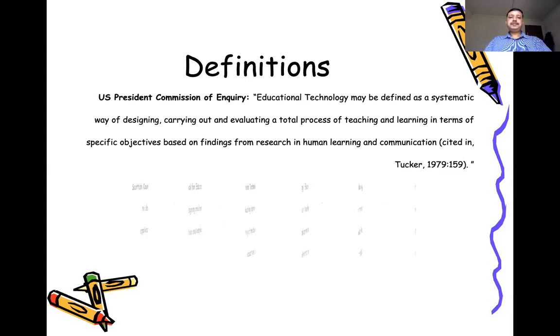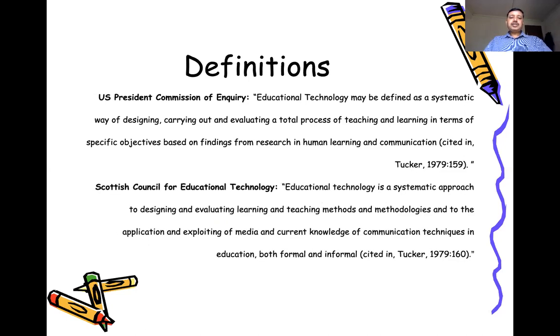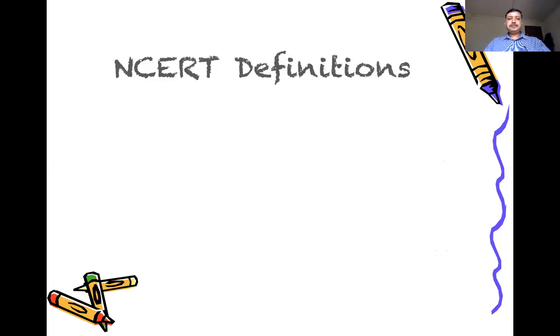It gives the definition. And the Scottish Council for Educational Technology, they are giving in 1979 also. They are giving education technology as a systematic approach to design and evaluating learning and teaching methods and methodologies, and the application and exploiting of the media and curriculum knowledge of communication technologies in education, both formal and non-formal. This is cited in 1979 on page number 160.